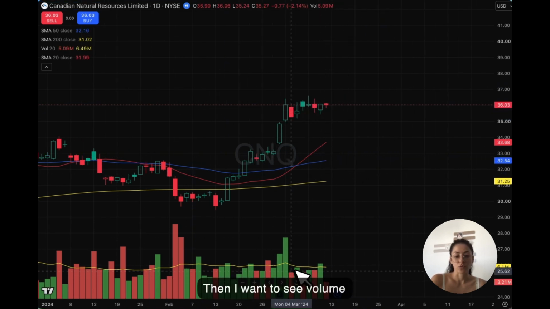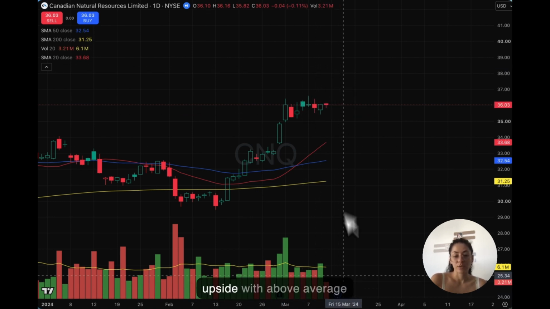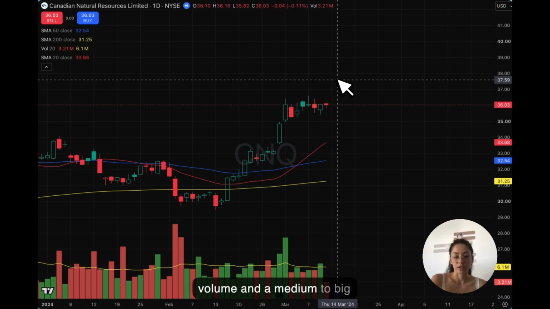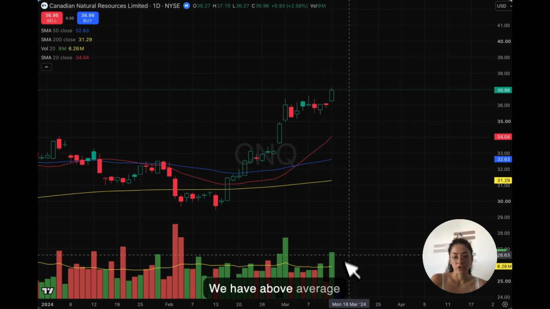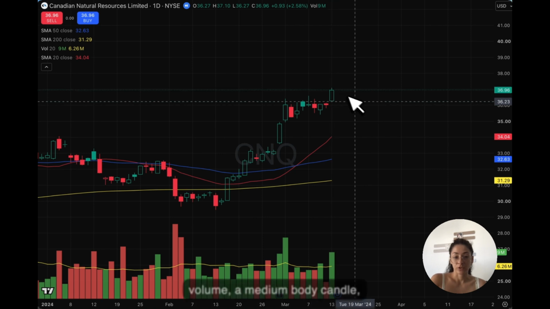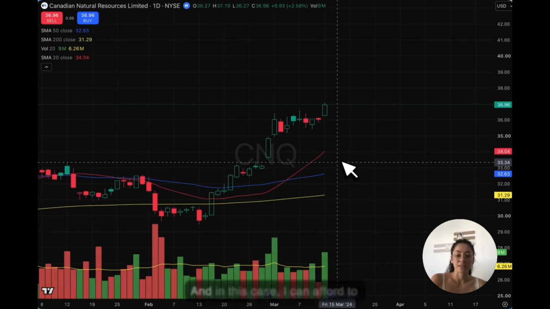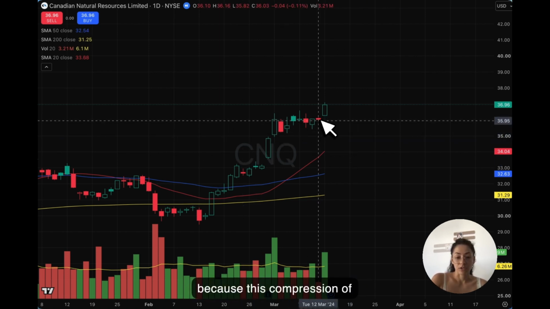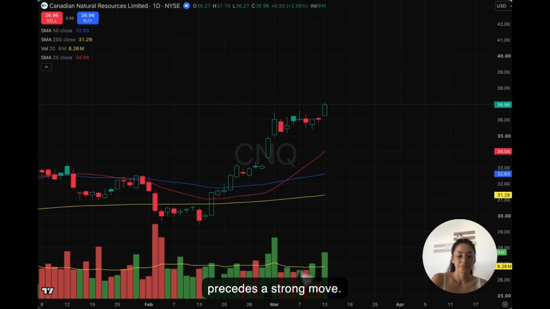Then I want to see volume drying up, like is happening here, and ideally a break to the upside with above average volume and a medium to big body candle. That's exactly what happened in this example. We have above average volume, a medium body candle, green candle, that broke above the base. This is a high probability setup, and in this case, I can afford to have a higher target profit because this compression of volatility and expansion is a very powerful setup that usually precedes a strong move.